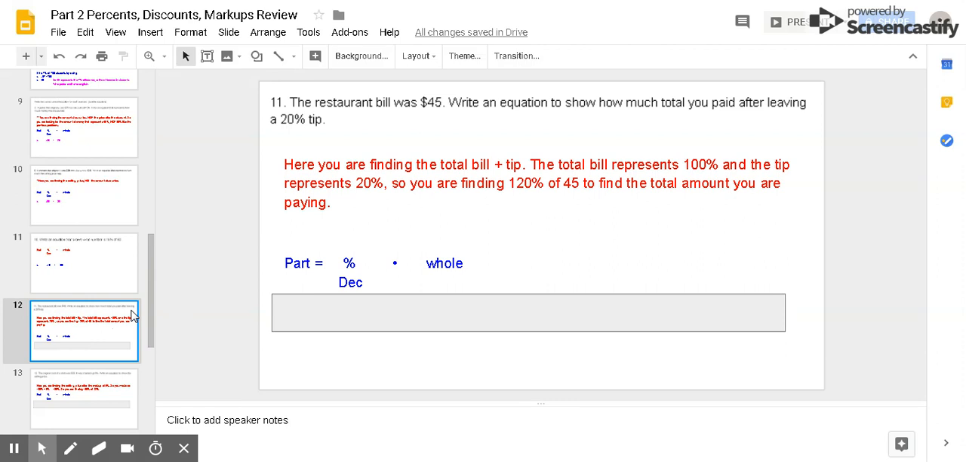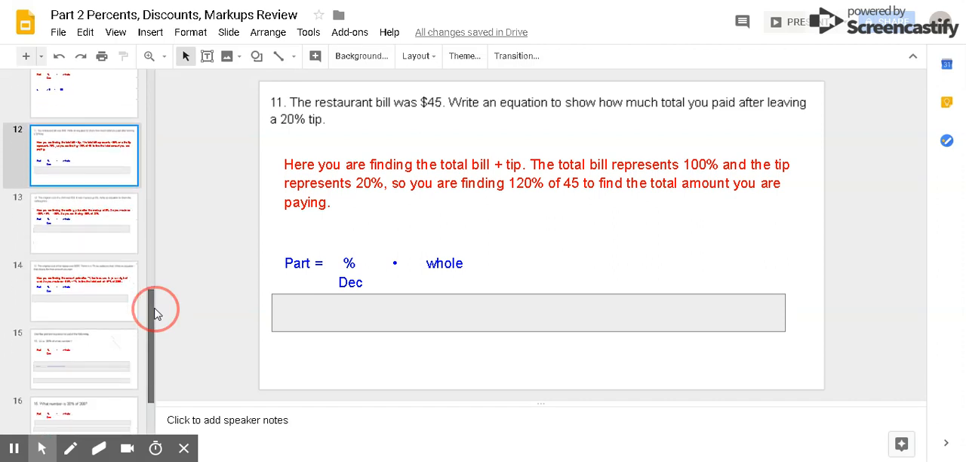Okay, the next question is the restaurant bill is $45. Write an equation to show how much total you paid after leaving a 20% tip. Okay, so here you're finding the total bill, which is $45, plus the tip. So the total bill represents 100%, and the tip represents 20%. So you are actually finding 120% of 45.